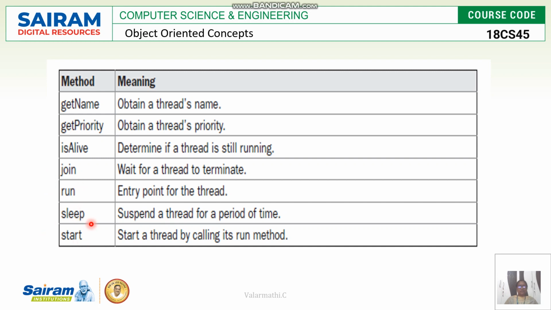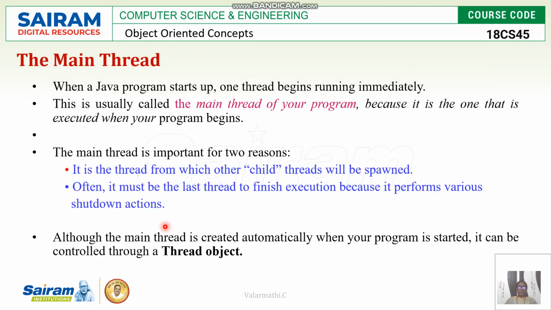And sleep is one of the methods. It will suspend the execution of the thread for a particular period of time. And start is another method which will call the thread to execute its operation. Likewise, there are some methods available in the Java package with corresponding meanings.